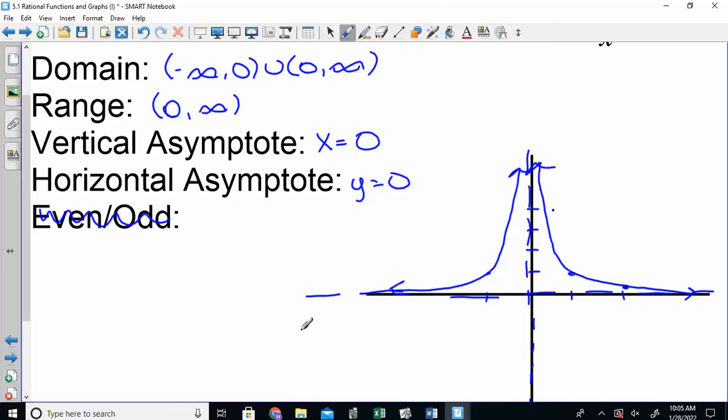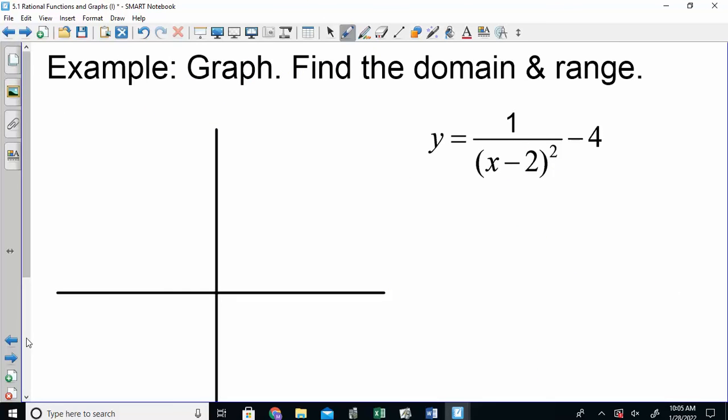Okay, so let's practice graphing a transformation of this. So my parent function, it's 1 over x squared, so it's the one where both ends are going up. Can you guys tell me without graphing what the vertical and horizontal asymptotes would be? Normally it's x equals 0 and y equals 0, right?